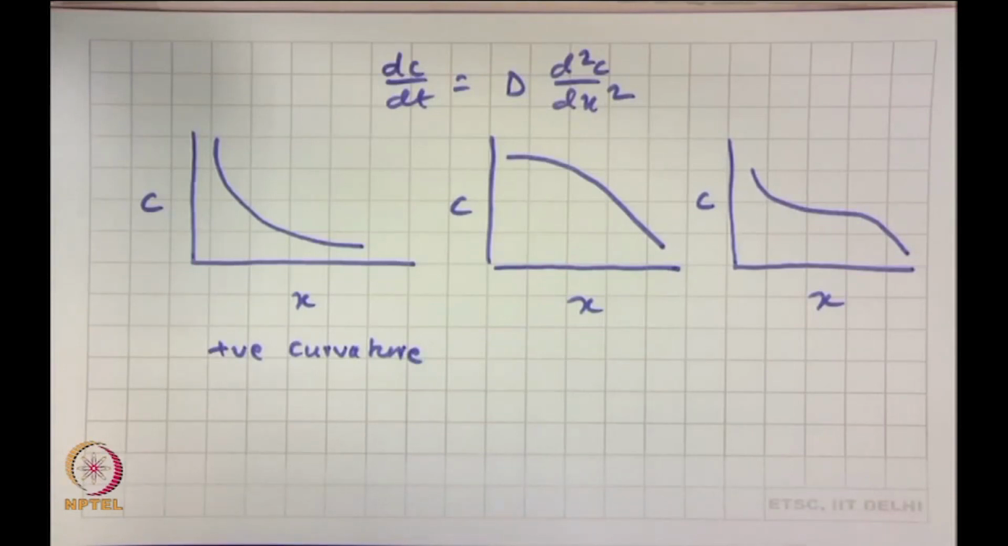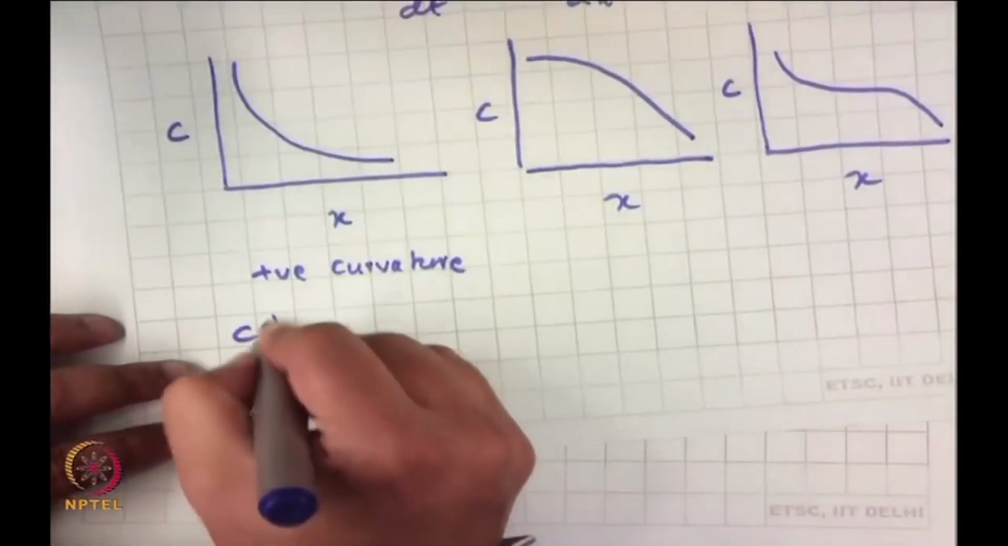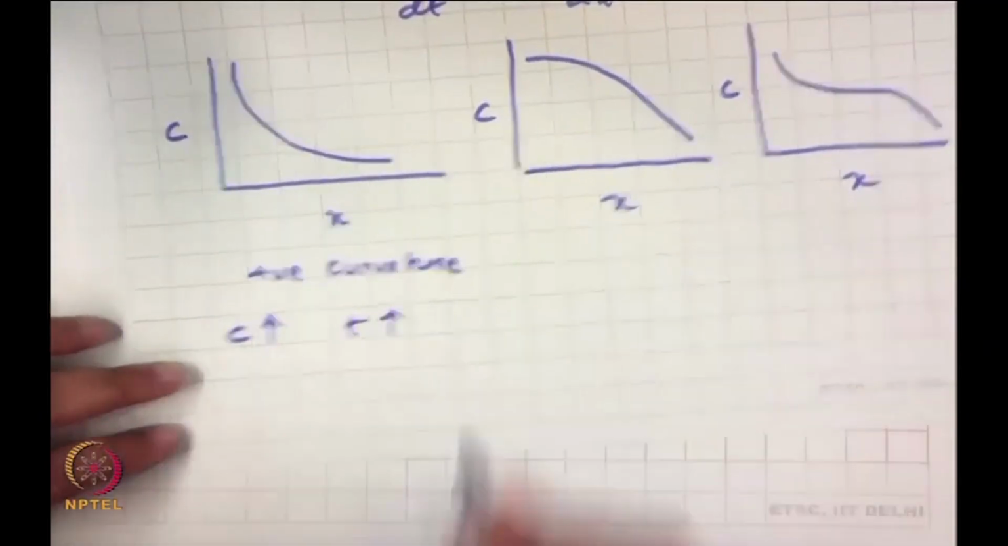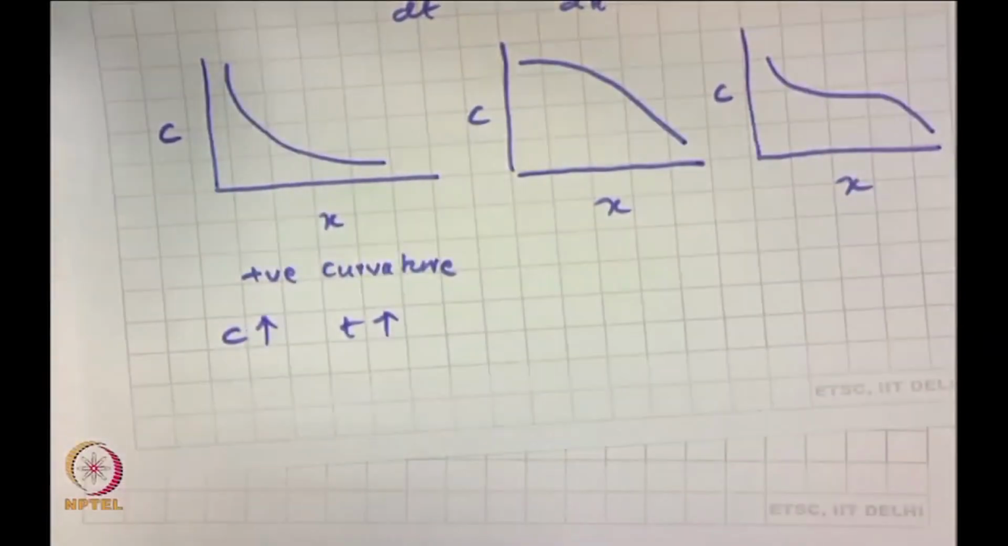Then C and T should be going in the same direction, that means having the same sign. So, if T is increasing, C is increasing, and so on, right? C goes like this, T also goes like this, or the other way around. That means if T is decreasing, C is decreasing too. The sign convention has to be the same, only then you will get positive, that is it.